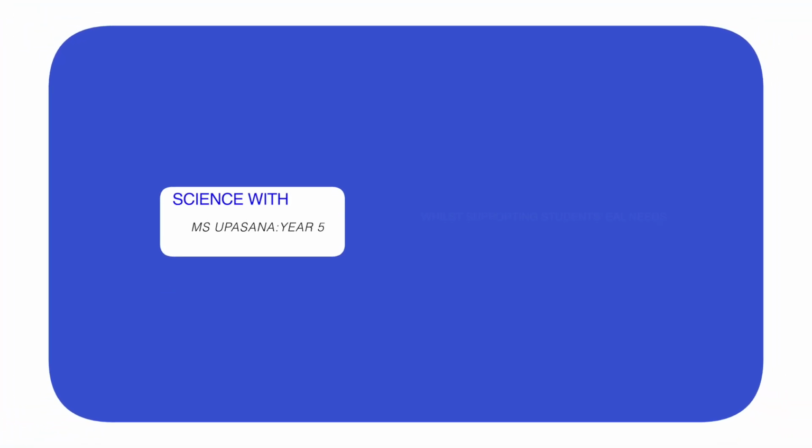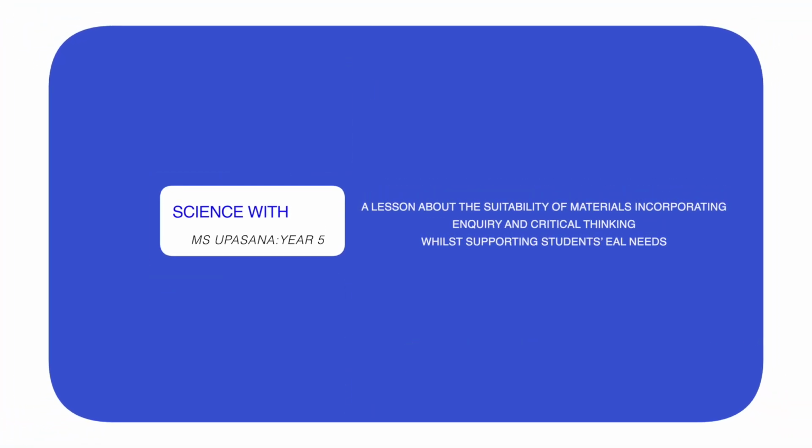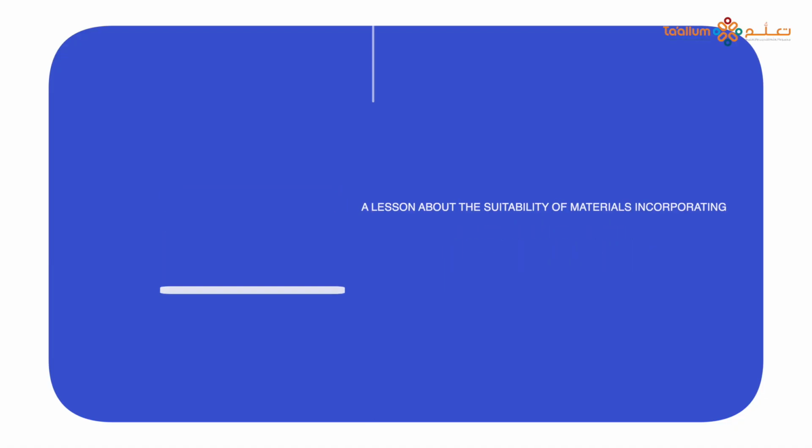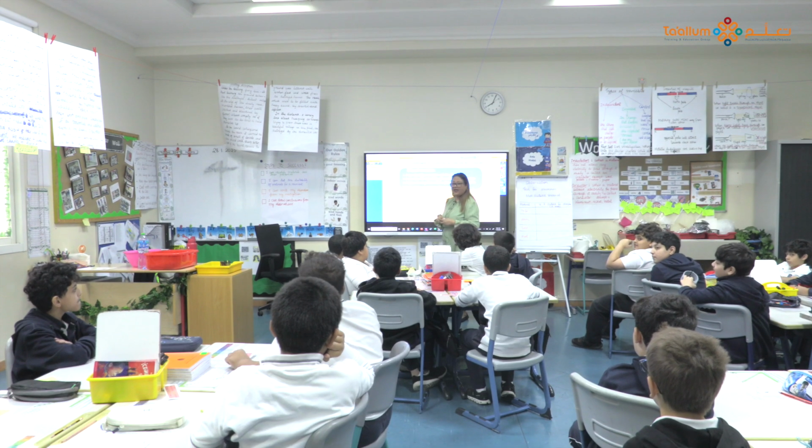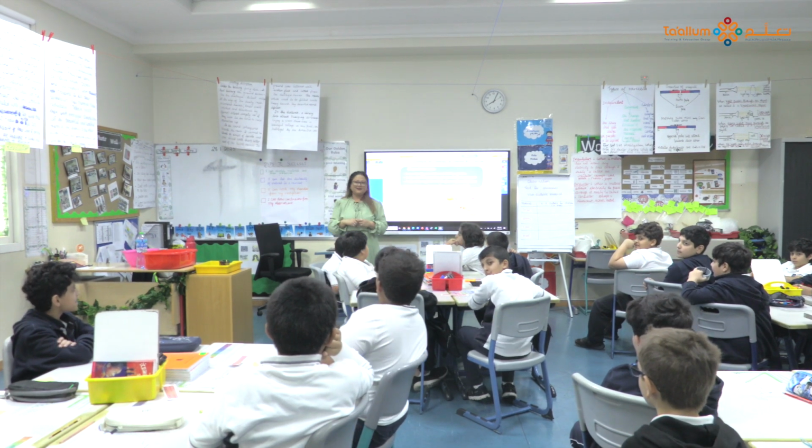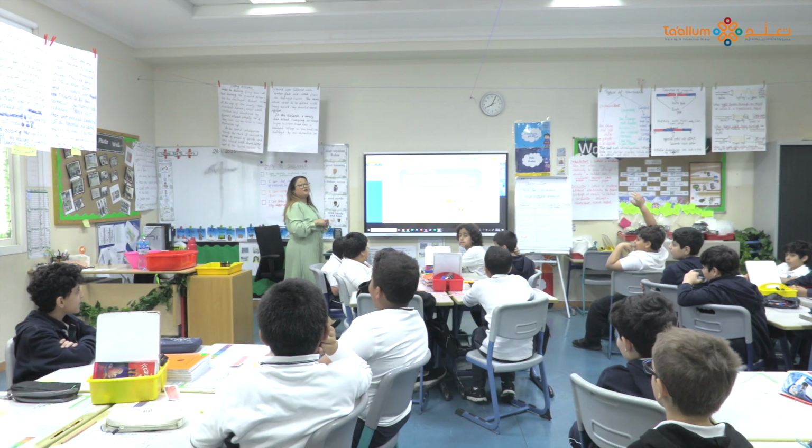So as I said, today we are doing the second part of our investigation. We planned it yesterday. Today we are going to see the things that we are going to use and what observations we can get from them. So Nasir, would you like to read the LO again? To investigate the suitability of materials for a raincoat.